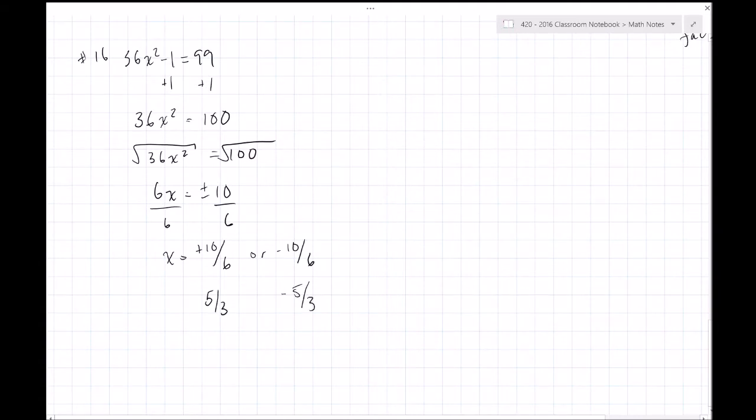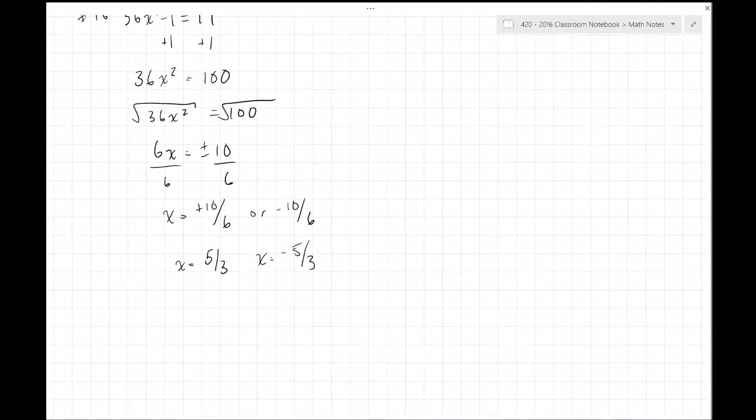And if I don't like fractions and I prefer decimals, what is this? This is 1 2/3 or negative 1 2/3, or written in decimal notation 1.66 repeating, negative 1.66 repeating.